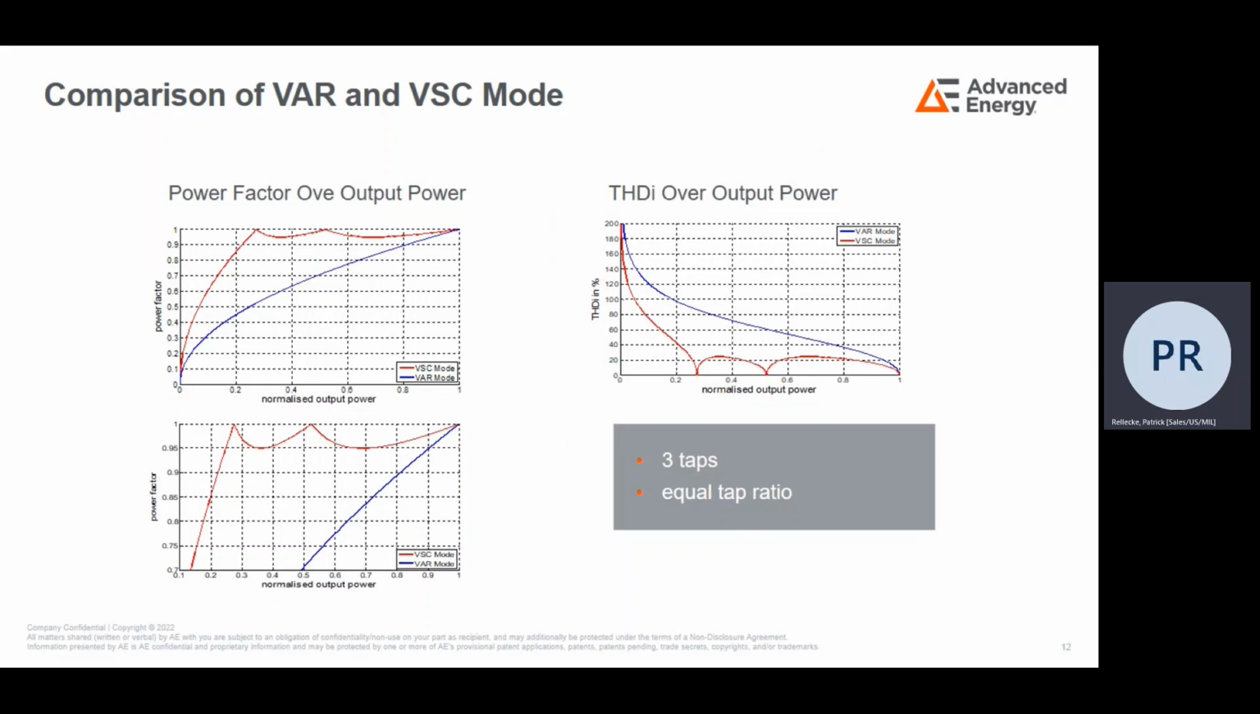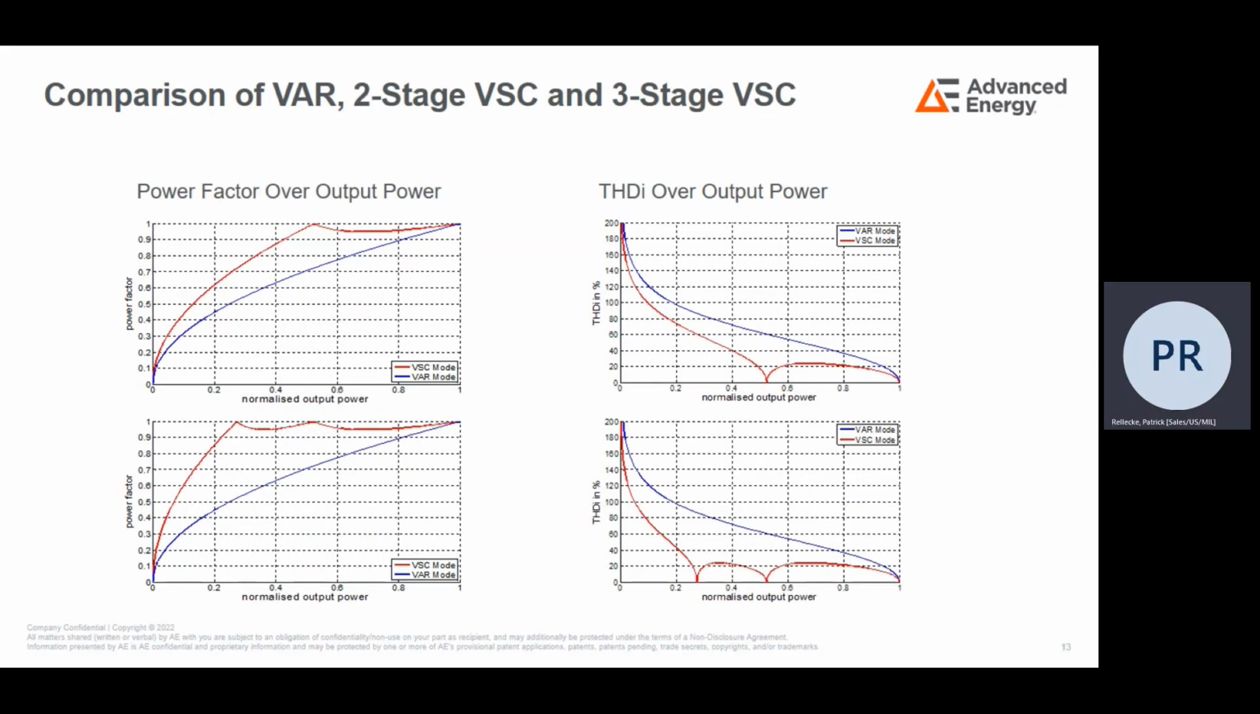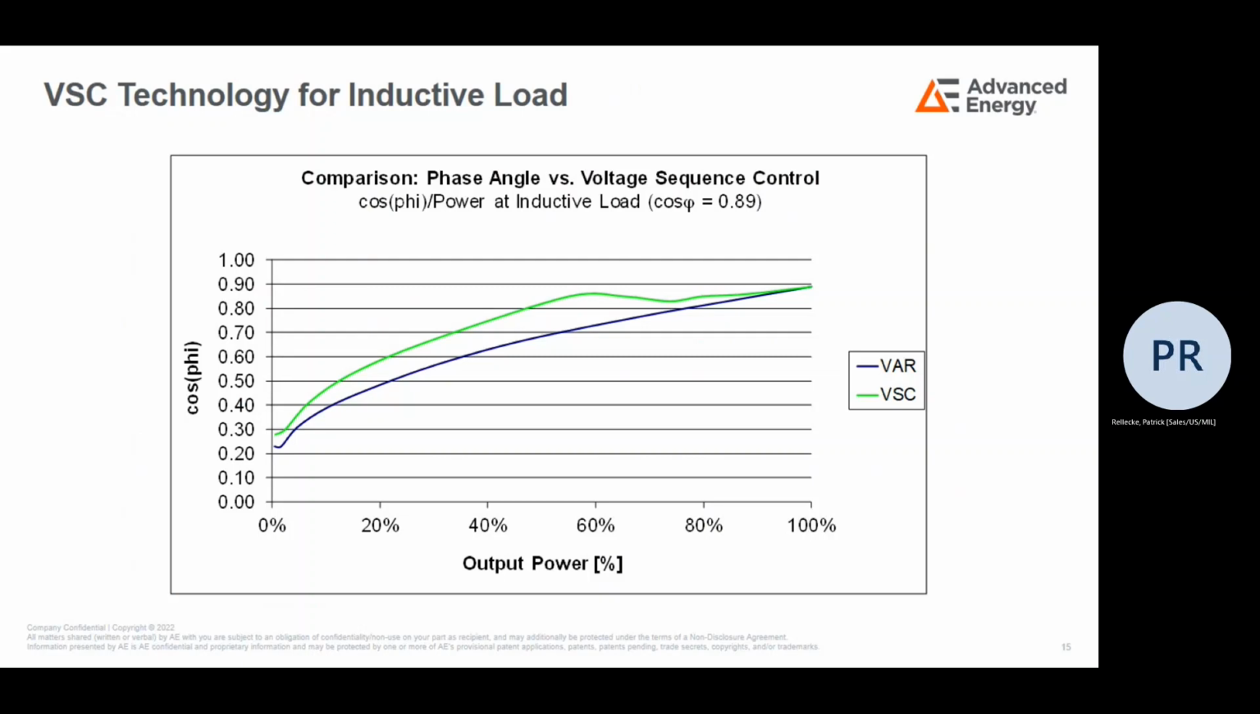Here's an illustration of a 3-stage VSC with 3 equal taps in comparison to phase angle firing, similar to what we have seen a couple of slides earlier. And this is a comparison between a 3- and a 2-stage VSC and phase angle firing. This graph displays the difference between VSC and phase angle firing, in VAR, with an inductive load. We can see that up to 80% output power, the VSC is always superior in power factor.